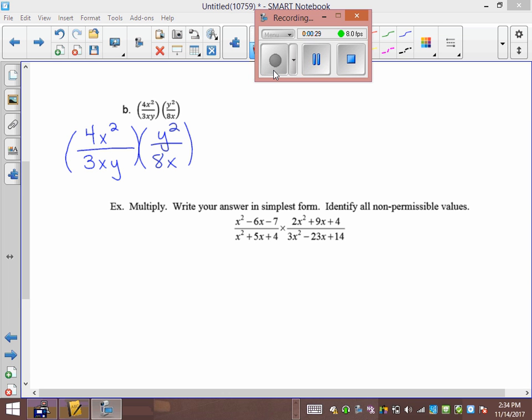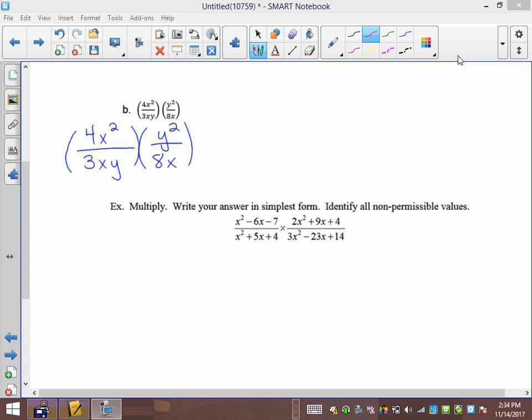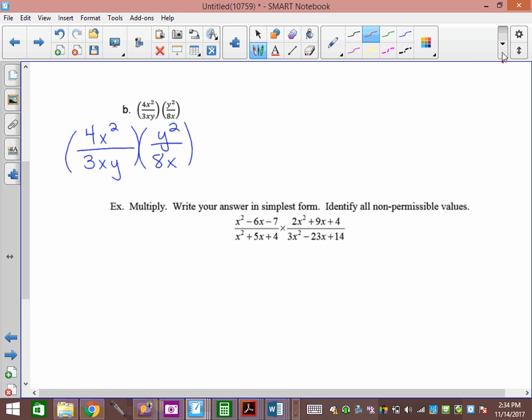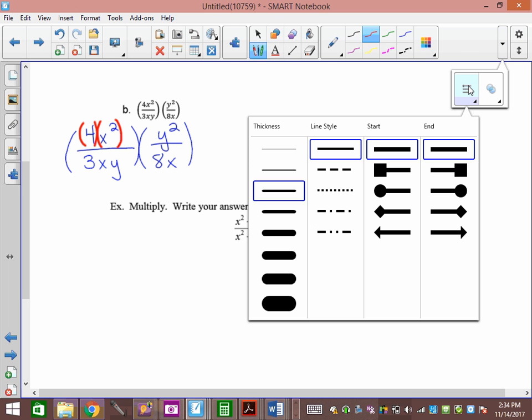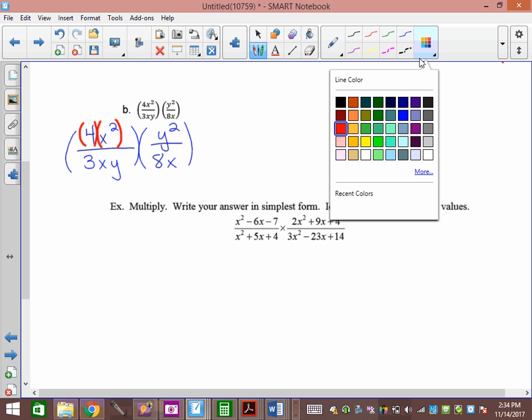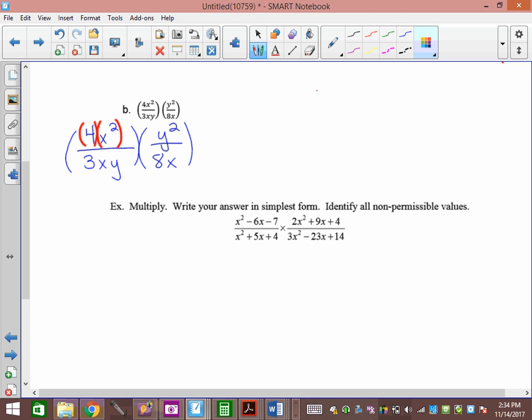So, these are all monomials. Monomials means they're being multiplied together. There's no plus or minus signs. So the 4 is in its own brackets. The x squared is in its own brackets. The y squared is in its own brackets. The 3, the x, the y, the 8, the x, all in their own brackets.